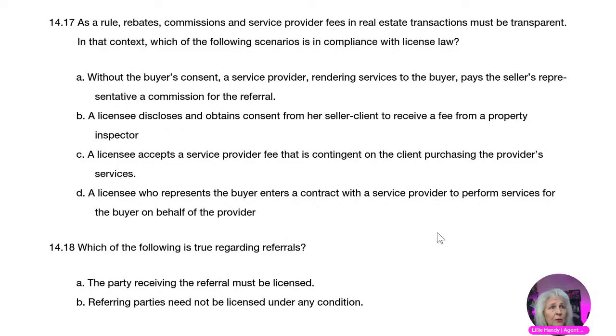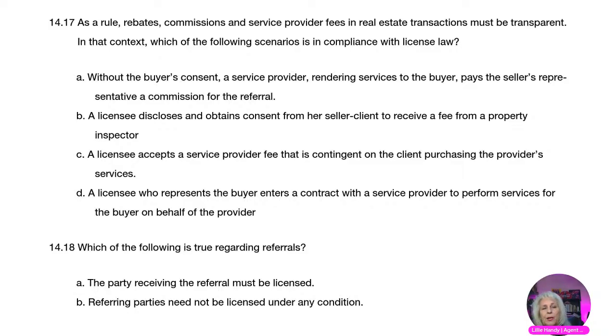So which one would be in compliance with license law as to receiving a fee? Remember, it must be transparent. So that means what? We've got to disclose and have them sign something. So which one would it be? A, B, C, or D? The answer here is B. A licensee discloses and obtains consent from her seller client to receive a fee from a property inspector.